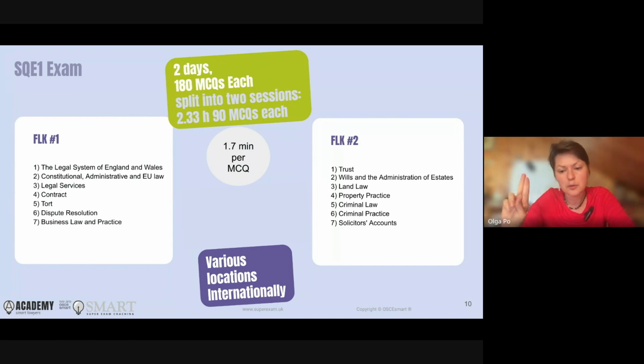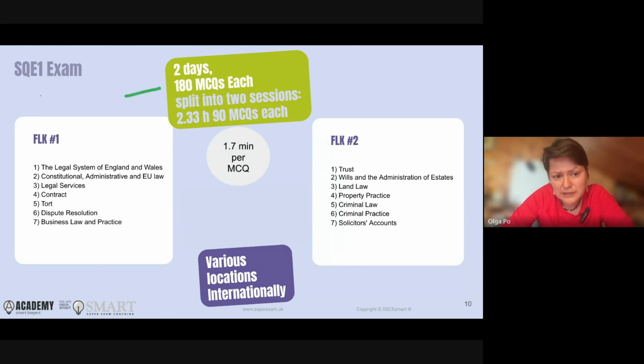See, because they want you to sit both FLKs at the same time. Only if you pass one from your first sitting and fail another one, this is how you can sit just one, which is left. Otherwise, you are supposed to cover all of them in one sitting. So I would say it's an advantage to book it in such manner so you have a break between those.